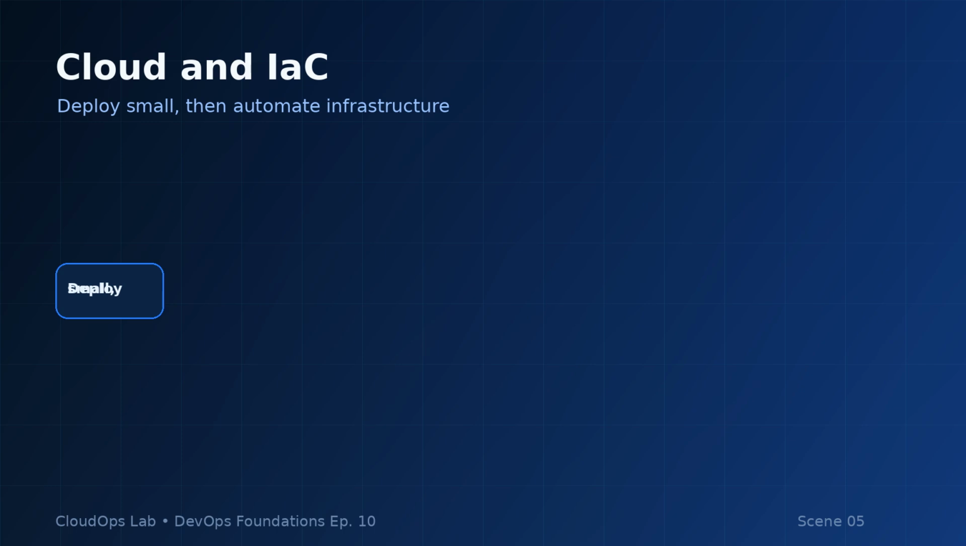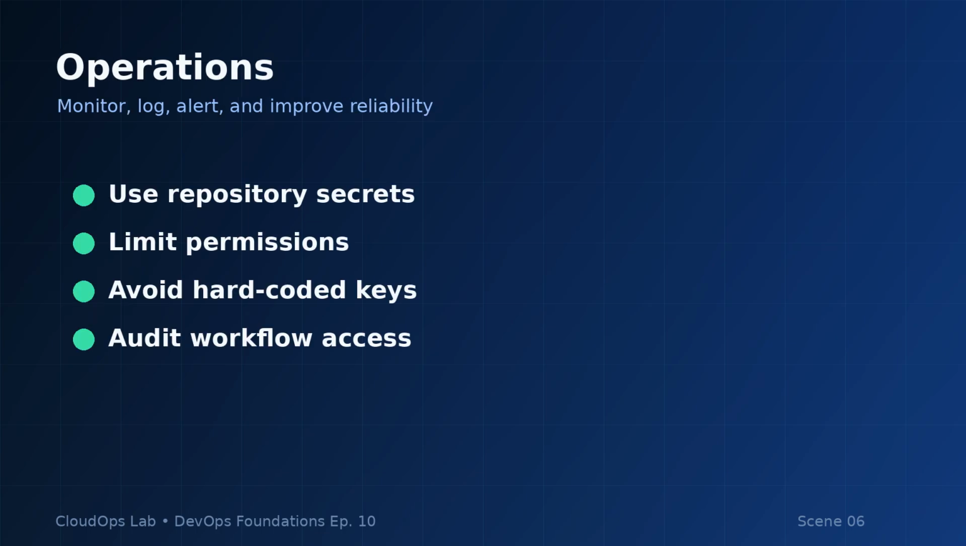This is why DevOps is not one tool. It is a system of habits. You want changes to be visible. You want infrastructure to be repeatable. You want releases to be automated. You want failures to be easy to investigate. You want learning projects to look like small versions of real production systems.